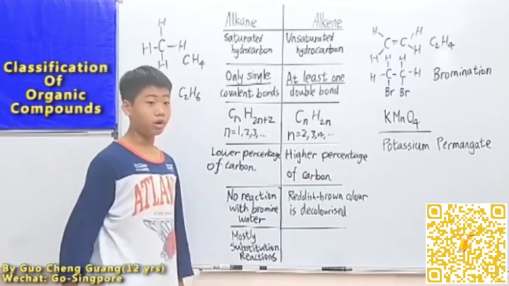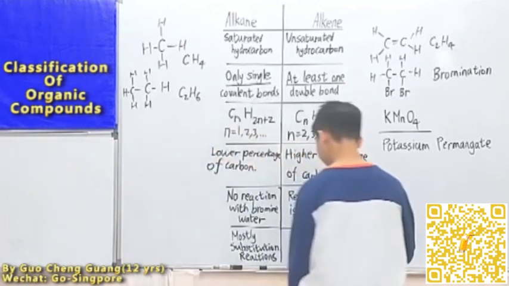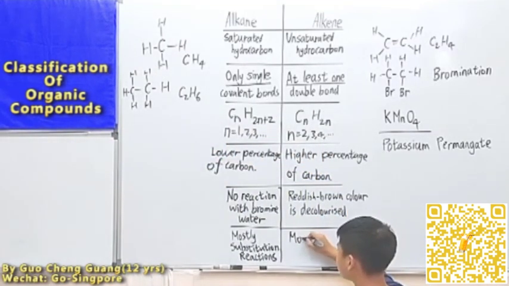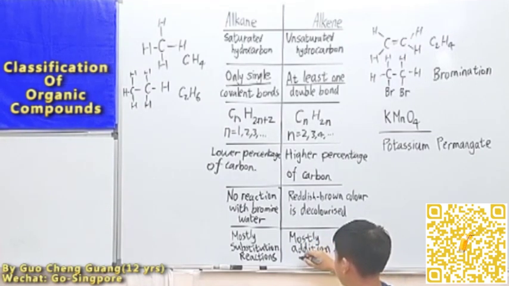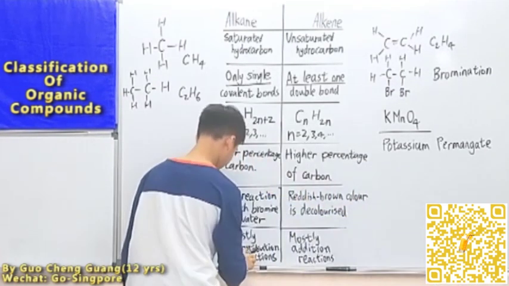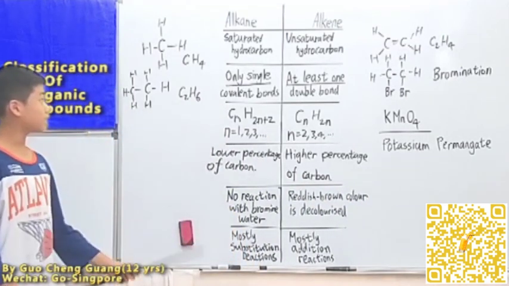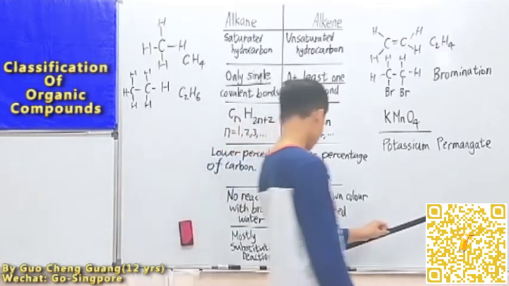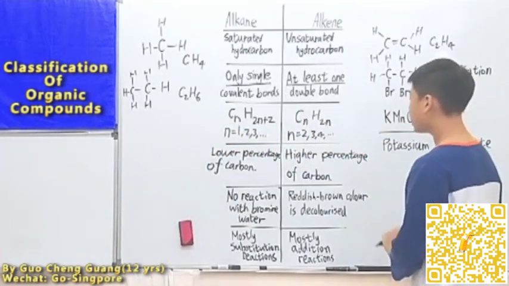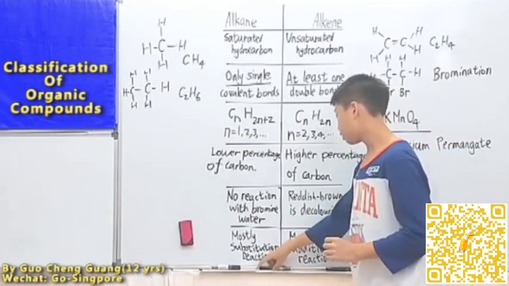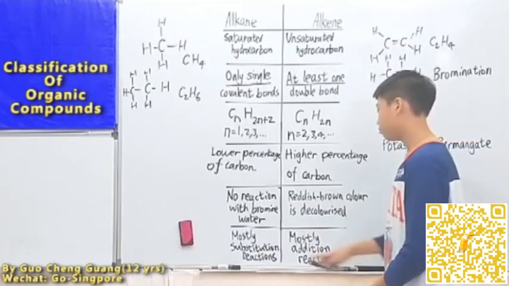So for alkane, it is mostly substitution reactions, while for alkene, it is mostly addition reactions. Wait, this part I don't need to capitalize. Okay, so that's the difference here. From this part, alkane and alkene, I'm just going to say the differences until here.